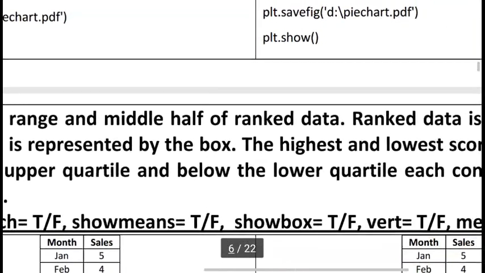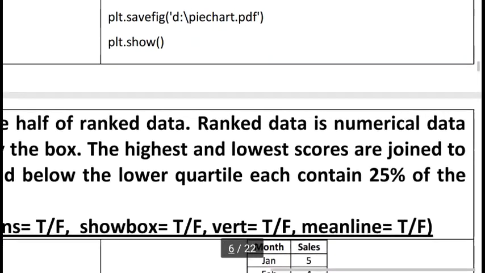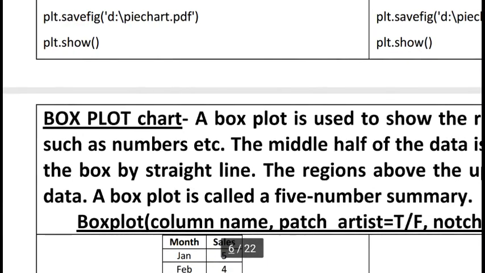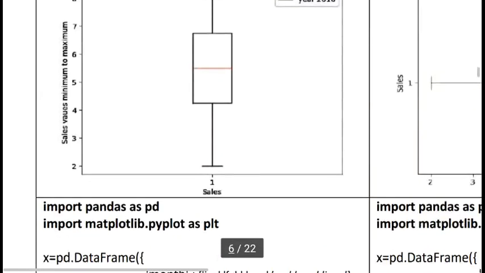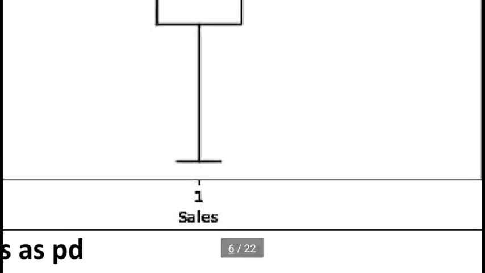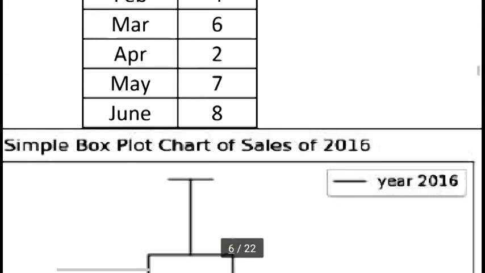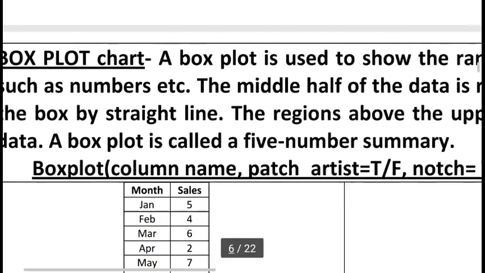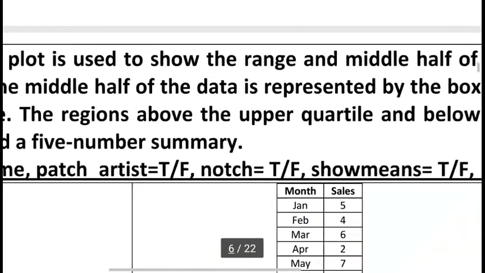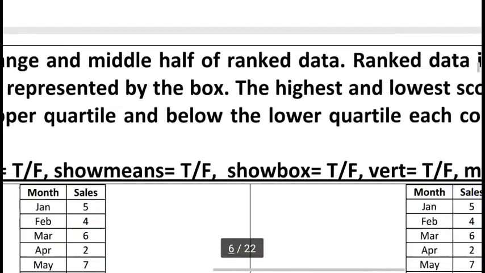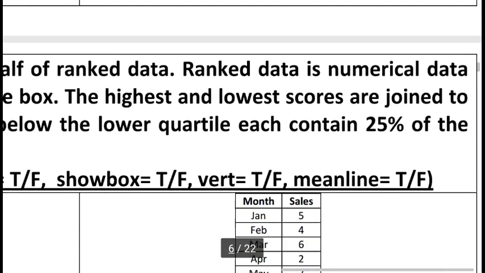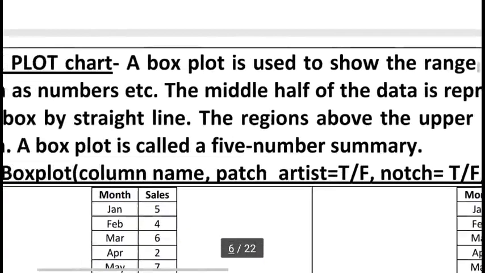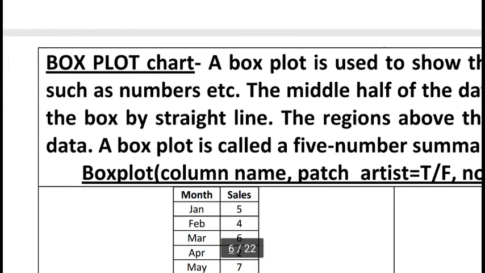The highest and lowest scores are joined to the box by straight lines. So you can see this smooth line shows the lowest value and this line shows the highest value. The region above the upper quartile and below the lower quartile contains 25% of data. A box plot is also called a 5-number summary.